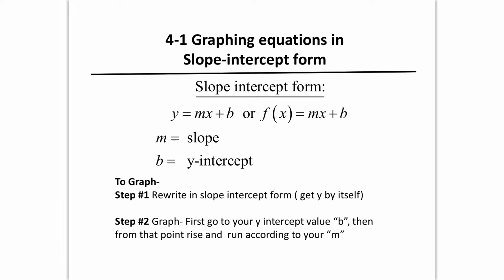So let's go ahead and look at that form first. The slope-intercept form is when you have y equals mx plus b. In function form or function notation, you might have f of x equals mx plus b.